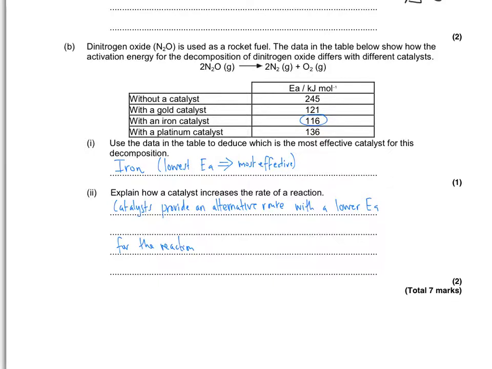And then finally, explain how a catalyst increases the rate of reaction. Catalysts provide an alternative route with a low activation energy for the reaction. The first mark is for saying they provide an alternative route. The second mark is that they provide a route with a low activation energy.